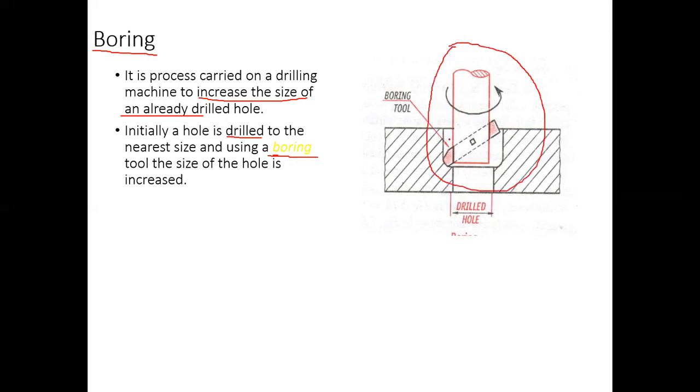Normally a boring tool is similar to the drilling tool, but most boring tools look like this. They have a circular body, and on that circular body a sharp cutting tool is fixed. So it is like this. In a drill bit, the diameter of the drill is the same as the diameter of the hole.